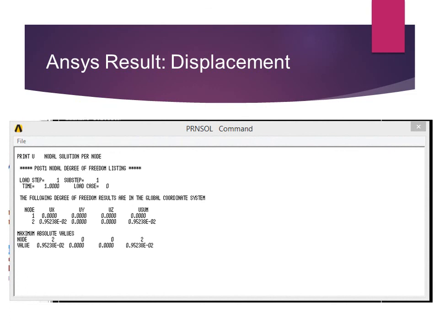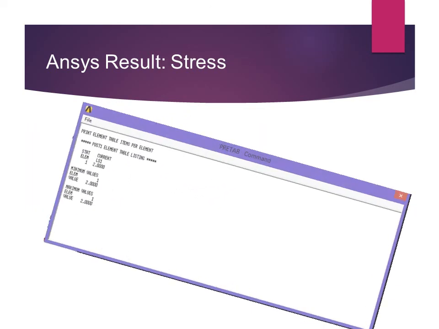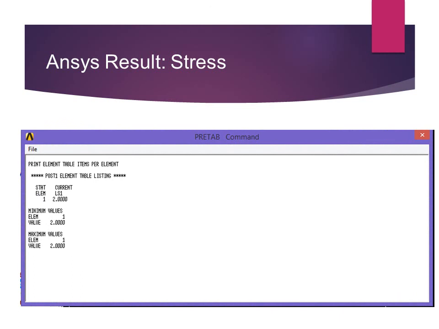Next, this is the result for the displacement, and you can see here at the second node the ux displacement is 0.95 into 10 raised to minus 2, that is 0.0095, and these results are very similar to our calculated numerical method results and MATLAB also. Next is the reaction solution results, that is for node 1, minus 1000 Newton is the reaction. Now this is the result for the stress. We have defined only one element, so it is given for the first element only, that is 2 Newton per mm square stress is actually present.